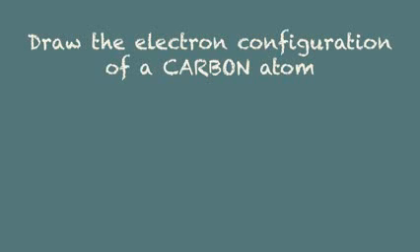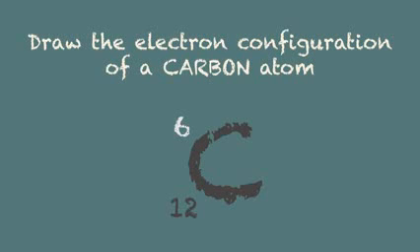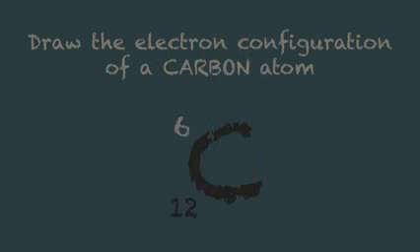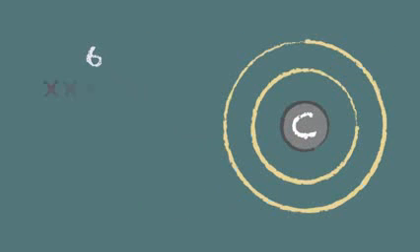And so now it's your turn. I'd like you to draw the electron configuration of a carbon atom. Pause the video, find a piece of paper and have a go. And here is what it should look like. It has a full first shell and 4 electrons in the outer shell.